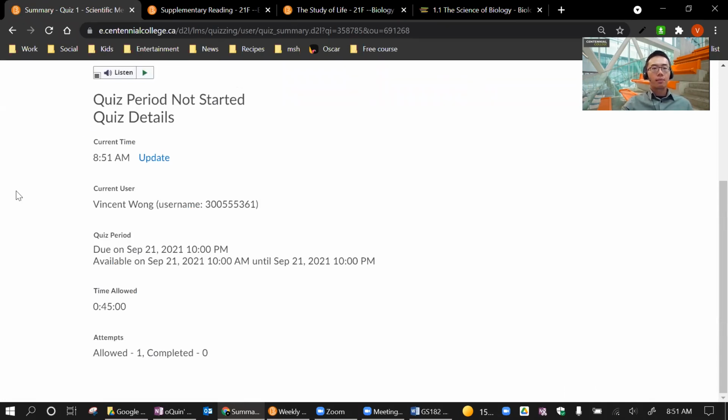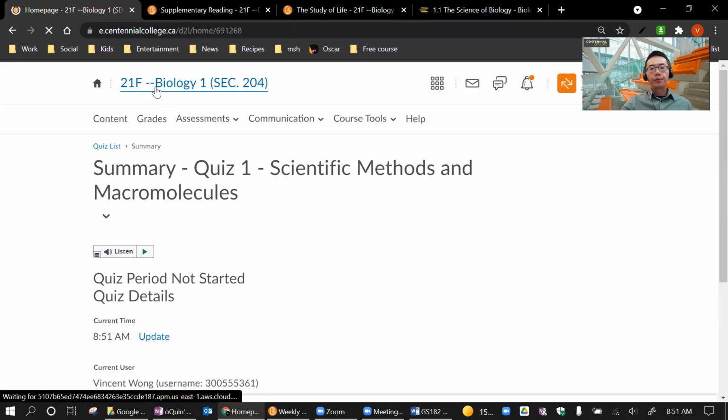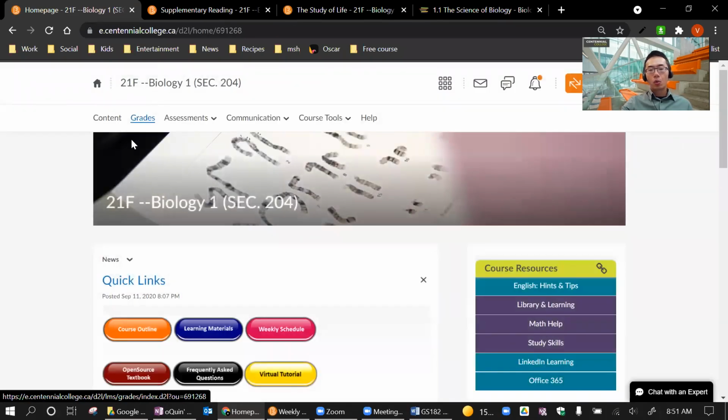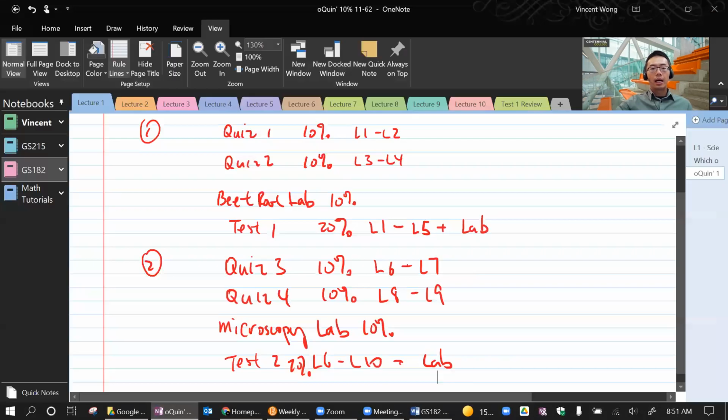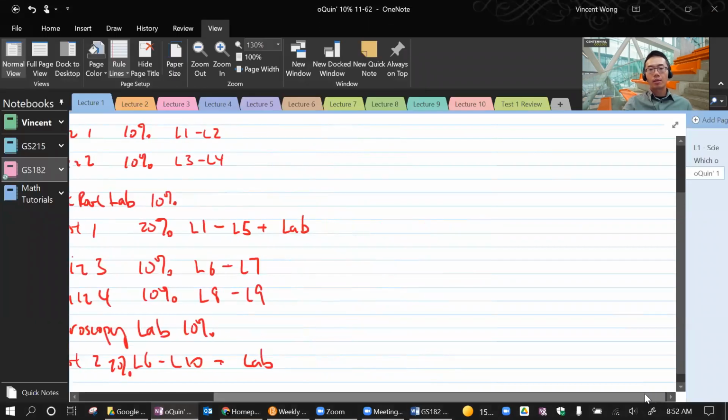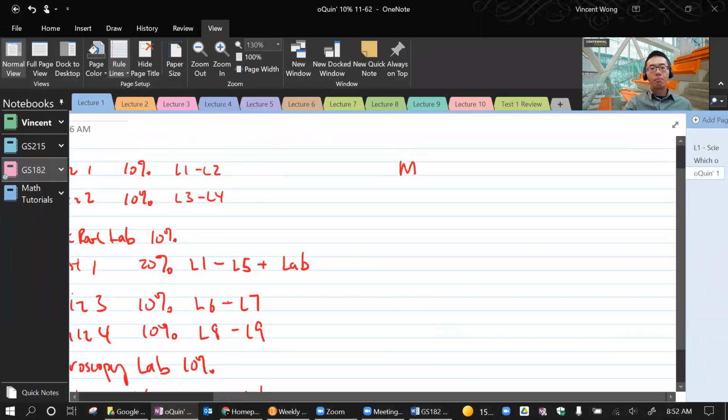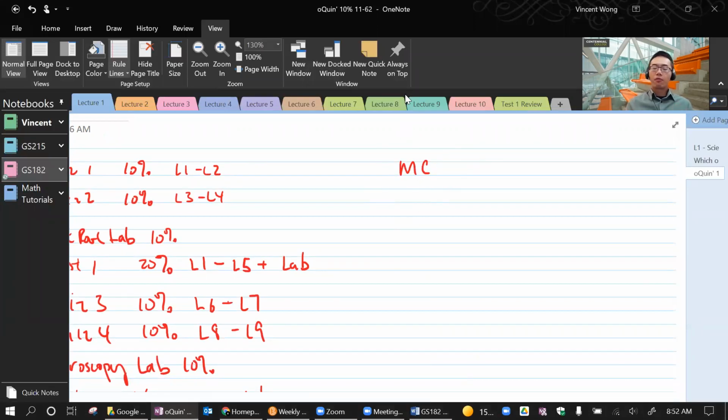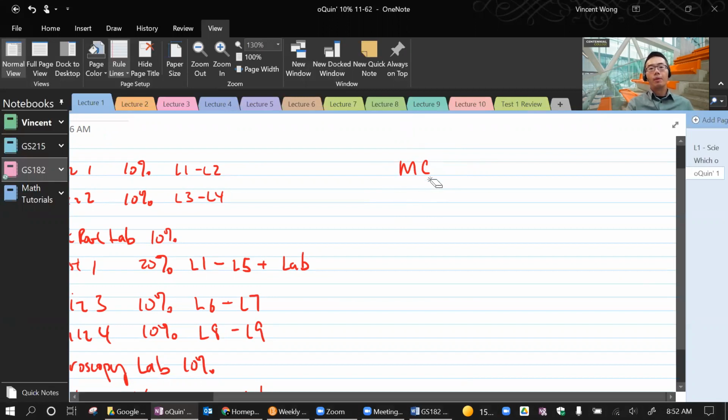Okay, it's quite simple. In terms of what's on the test or quiz, there will be three types of questions. There are standard multiple choice questions, which would be the majority of the test. I cannot give you an exact number because each quiz varies, but I would say about 70% of the questions would be multiple choice. That's your standard type of question.